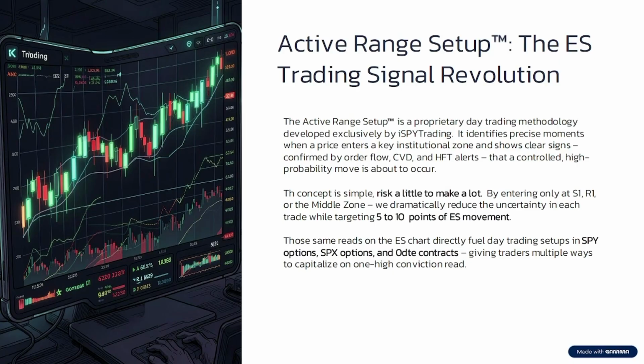By entering only at S1 support zones, R1 resistance zones, or the middle zone, we drastically reduce the uncertainty in each trade while targeting 5 to 10 points of ES movement. Those same reads on the ES chart directly fuel day trading setups in SPY options, SPX options, and 0DTE contracts, giving traders multiple ways to capitalize on one high conviction read.